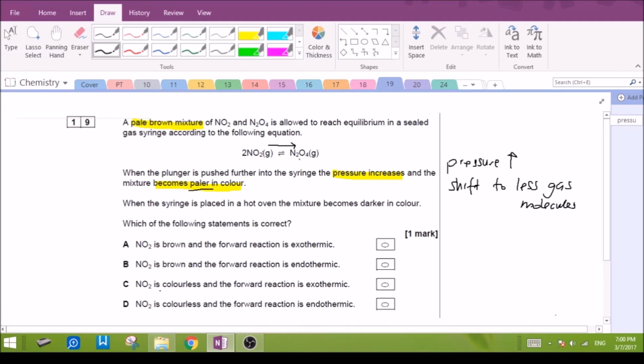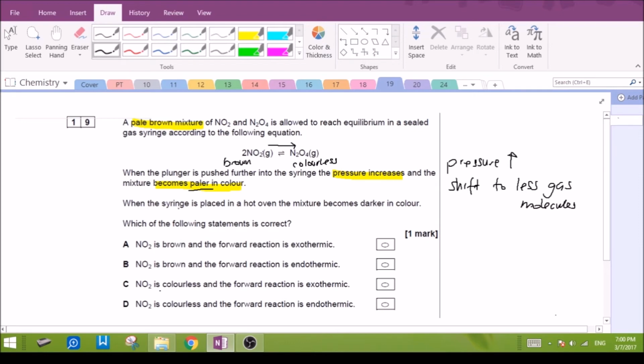It means that the molecule on the right side is colorless, and the molecule on the left side, the NO2, is brown. That's why when more of the NO2 becomes N2O4, the mixture becomes paler. So we have figured out the respective colors of the molecules here.